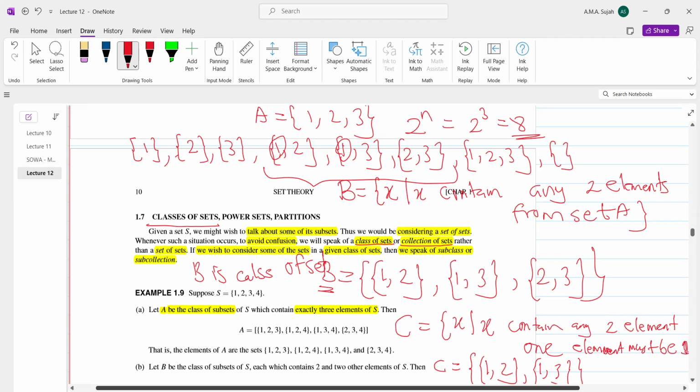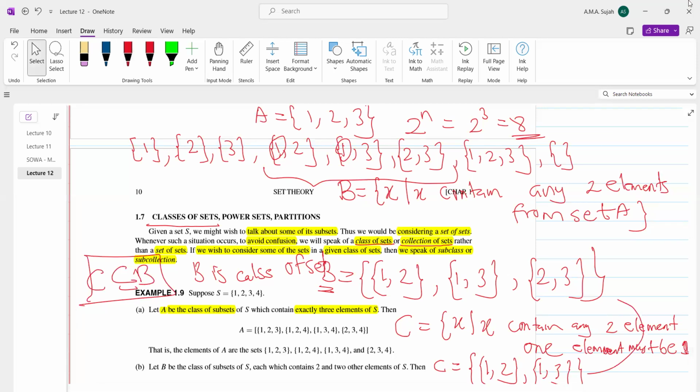Now, if you look at B and C, C is a subset of B, right? We can write C is a subset of B. This is the concept behind class of sets, right? So class of sets means already you have a set. From that set, you are creating some subsets, that is class of sets, right?